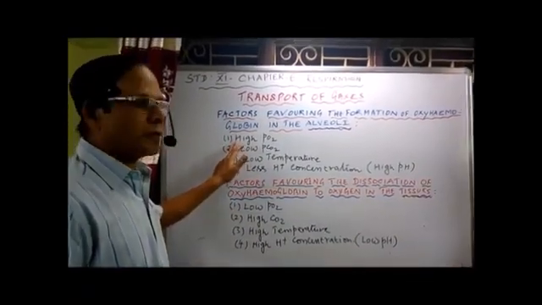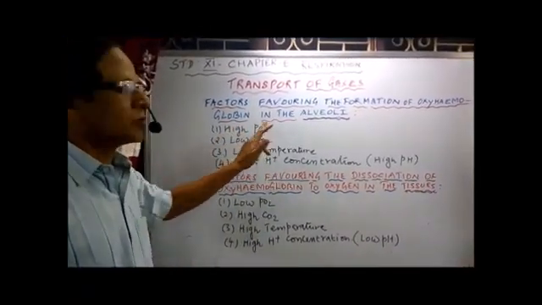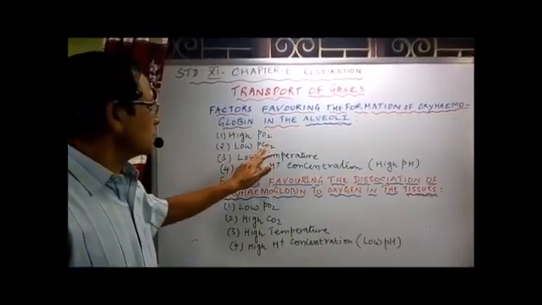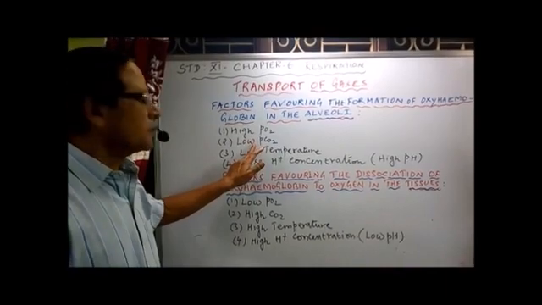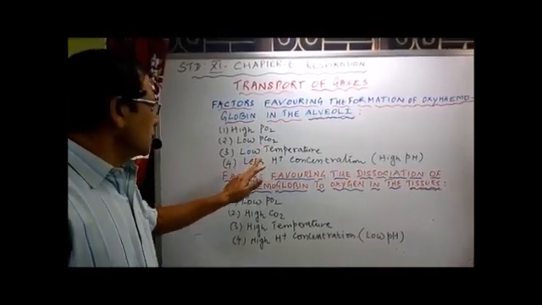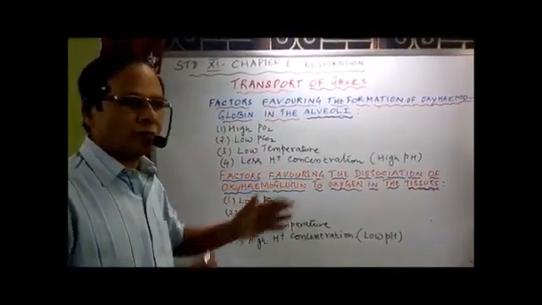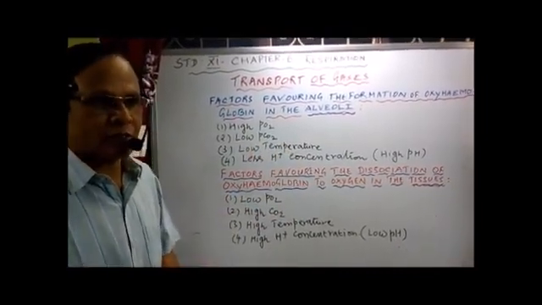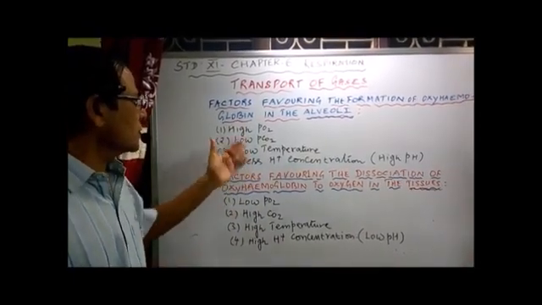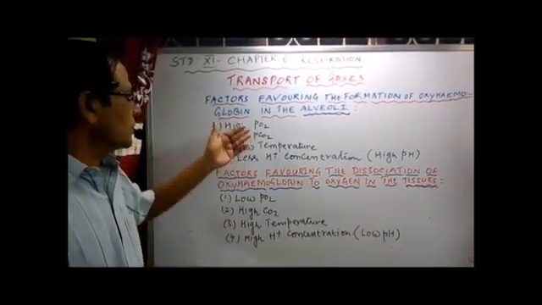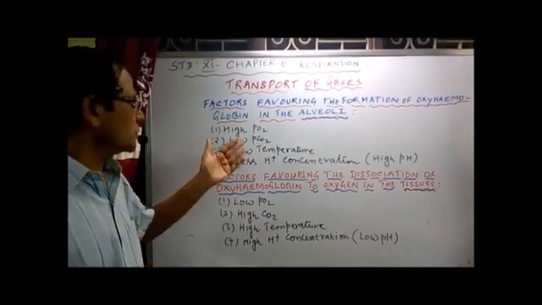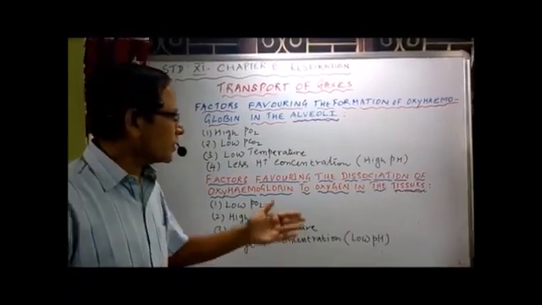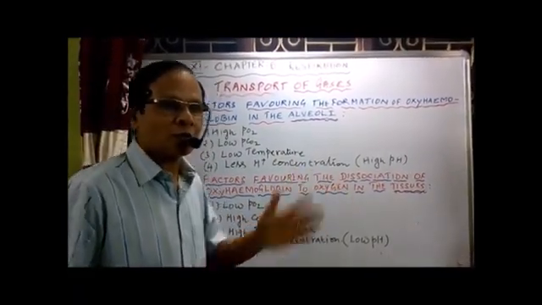Number 1, in the lungs we have high partial pressure of oxygen. When compared to the high partial pressure of oxygen, the partial pressure of carbon dioxide is low. The temperature is also low. Less hydrogen ion concentration. When you have less hydrogen ion concentration, the pH is normally more, alkaline pH. So 4 factors: high partial pressure of oxygen. The remaining 3 factors are less: low PCO2, low temperature and less hydrogen ion concentration.